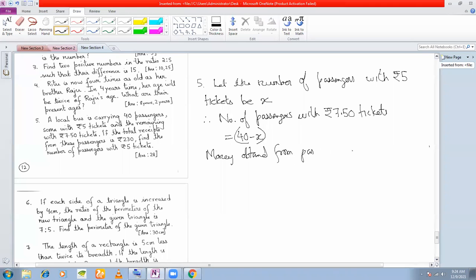X passengers have 5 rupees tickets, right? So what is the money obtained from X passengers? X into 5, right?